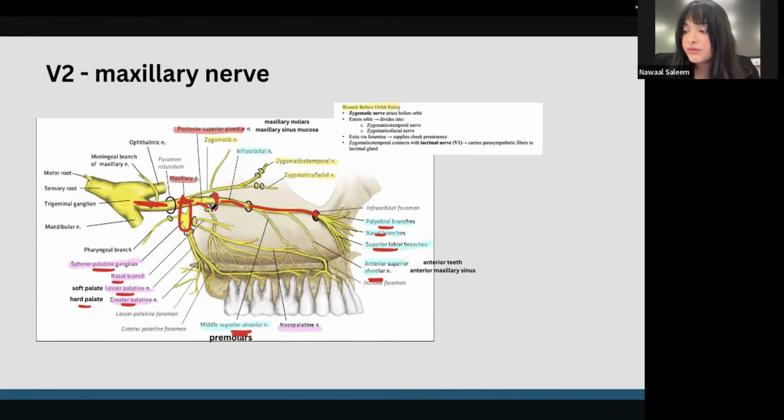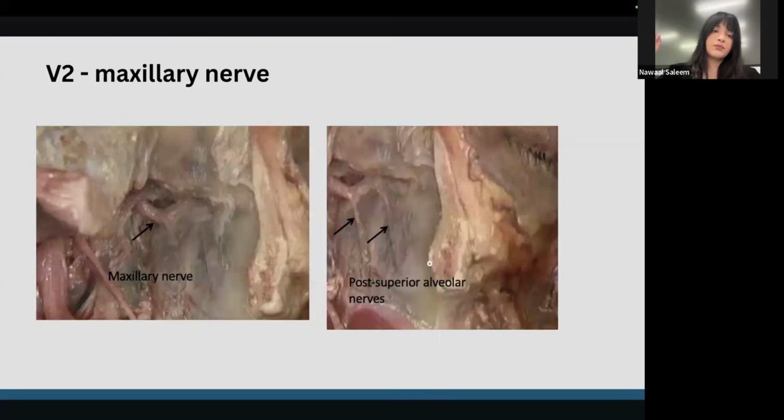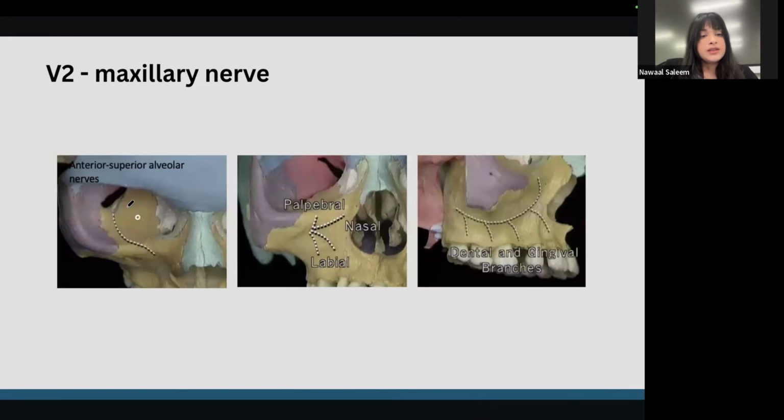After it enters through the inferior orbital fissure, it becomes the infraorbital nerve, which gives off the MSA and the ASA. And after that, it exits through the infraorbital foramen, gives off the palpebral branches, nasal branches, and superior labial branches. Very easy. Okay, this is the maxillary nerve in the pterygopalatine fossa. This is the PSA, the posterior superior alveolar nerves. And then these, okay, I added these for the sake of completion. OSCE will be more detailed.